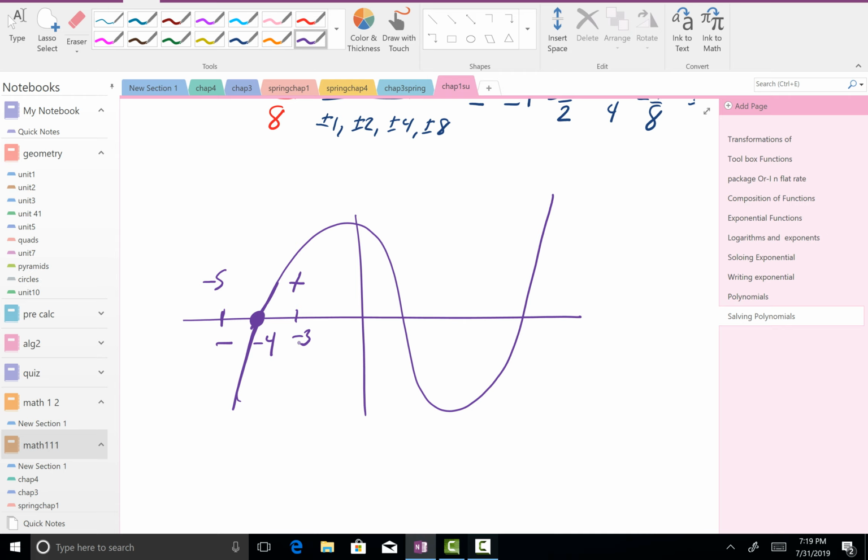Let's see. I want to look at this. I always want to make sure I'm covering everything in this 3.2 section. I'm not leaving anything out.